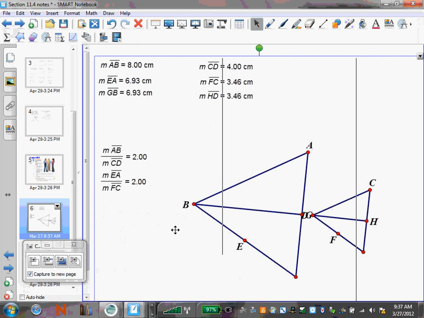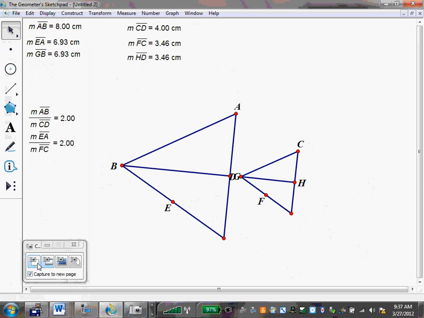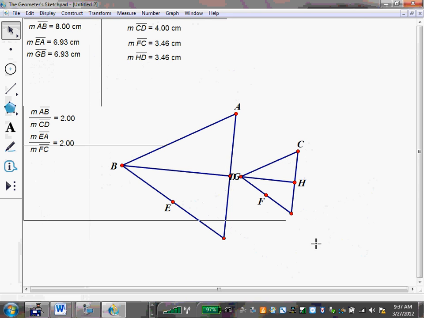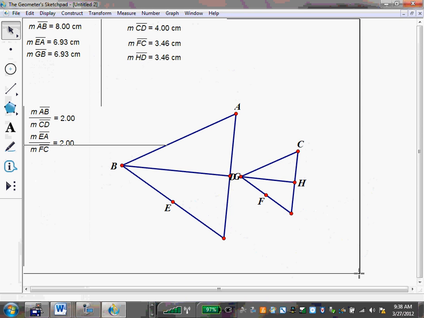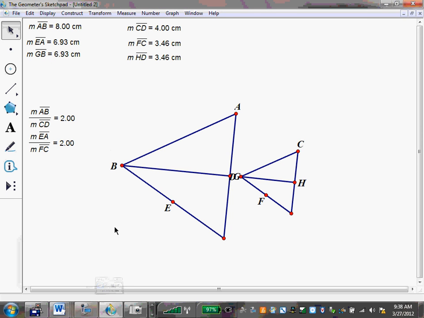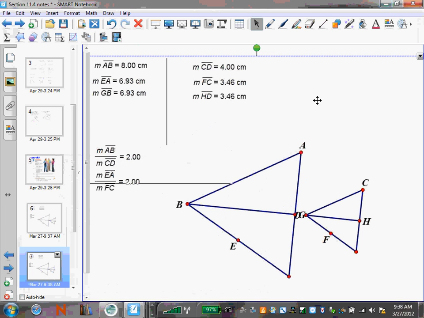Not sure why all those lines appeared, so let's try that again. Let's see if that worked a little bit nicer. A little bit. I think we can see it.